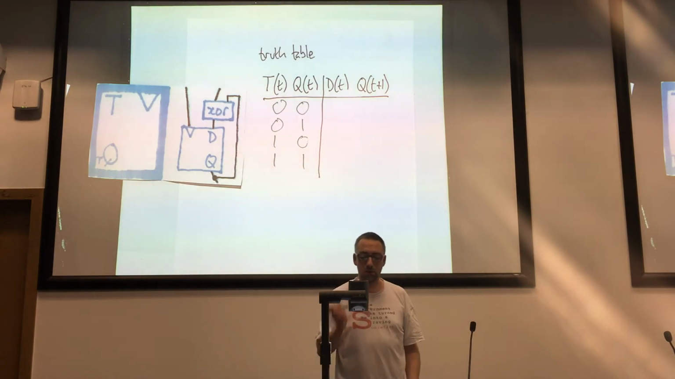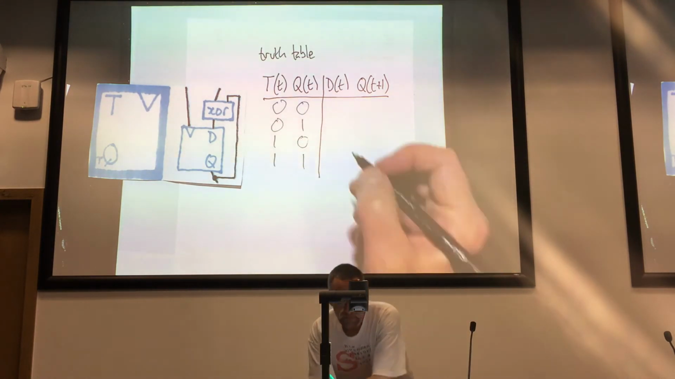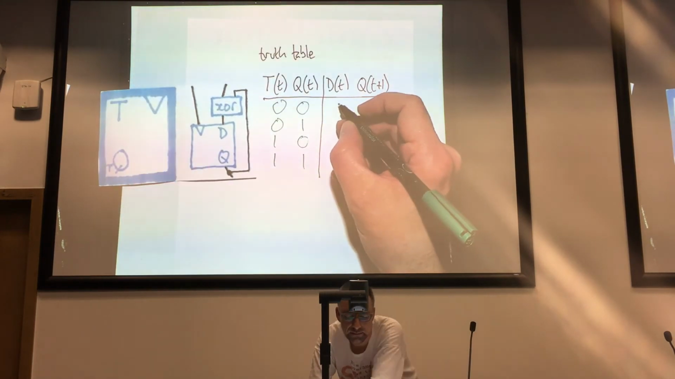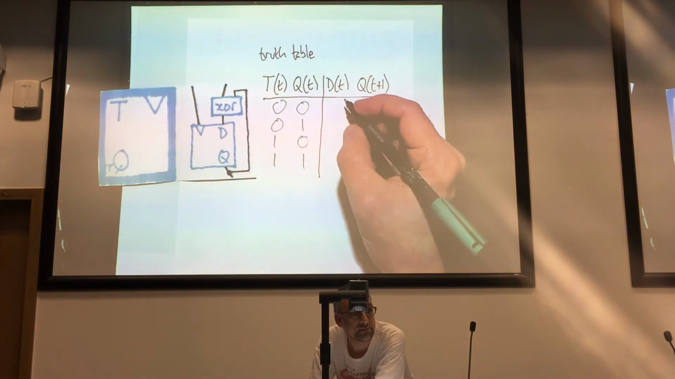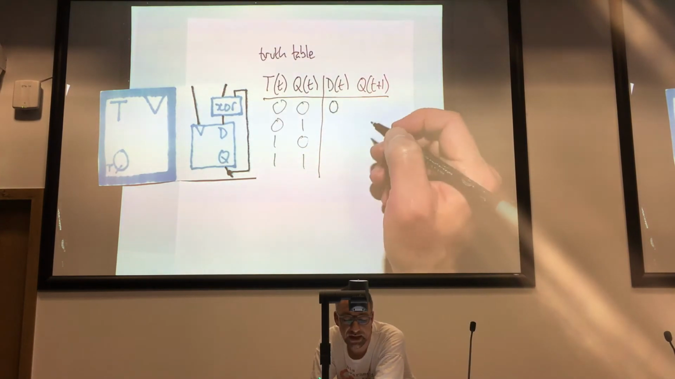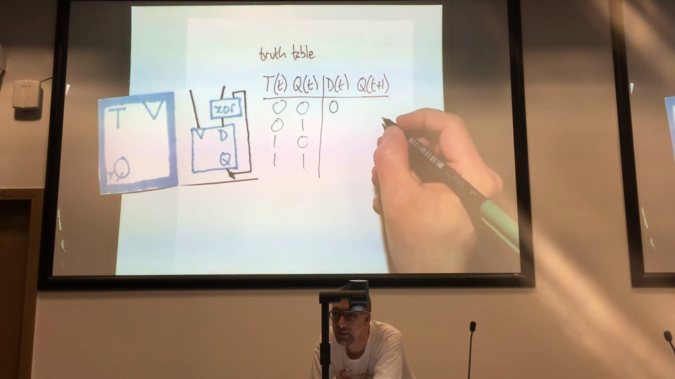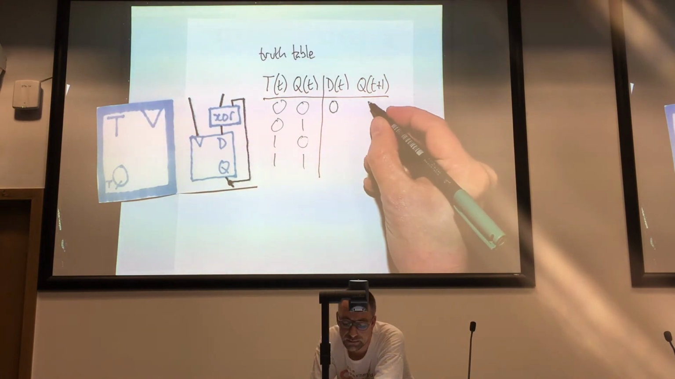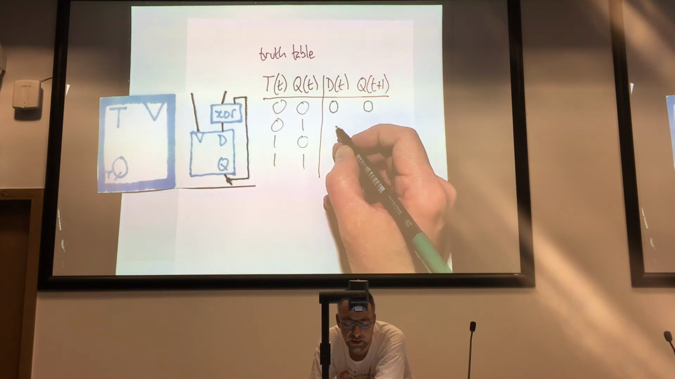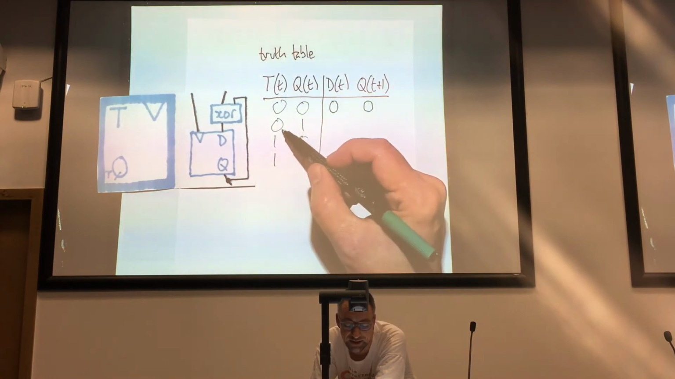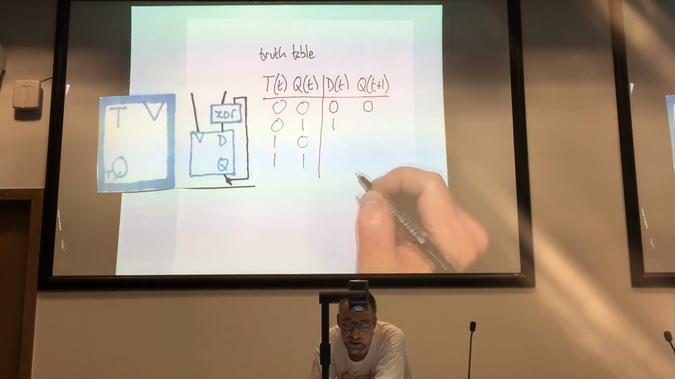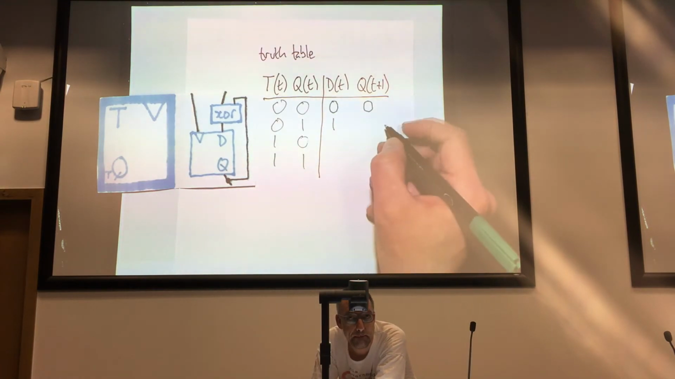Okay? So, if T and Q are both 0, what's D at a given time t? So what will Q be at the next time? 0. If T and Q at time t are 0 and 1 respectively, what will D be? 1. So what will Q of t plus 1 be? Also 1.